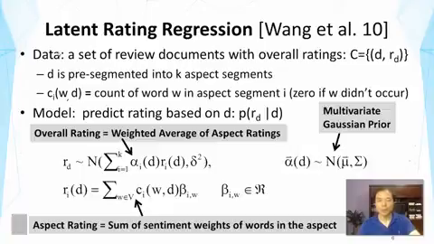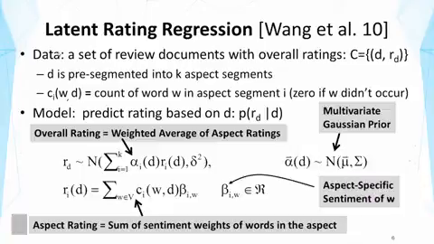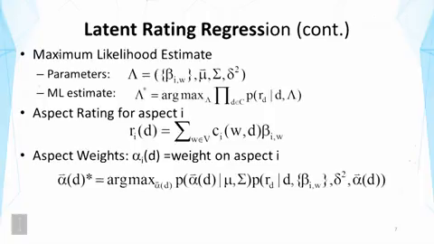It's also useful to then see what parameters we have here. Well, I just said that the beta sub I and W gives us an aspect specific sentiment of W. So obviously that's one of the important parameters. But in general, we can see we have these parameters, the beta values, the delta, and then the mu and sigma. So next, the question is, how can we estimate these parameters? And so we collectively denote all the parameters by lambda here.